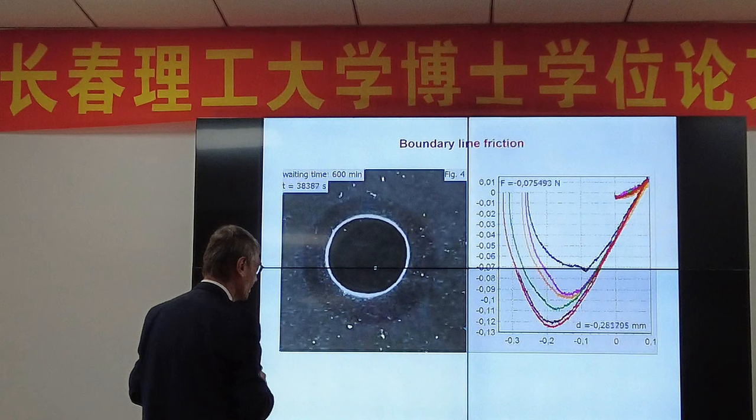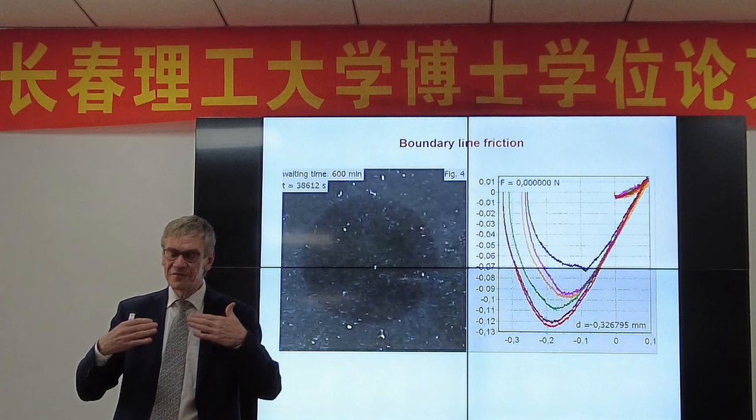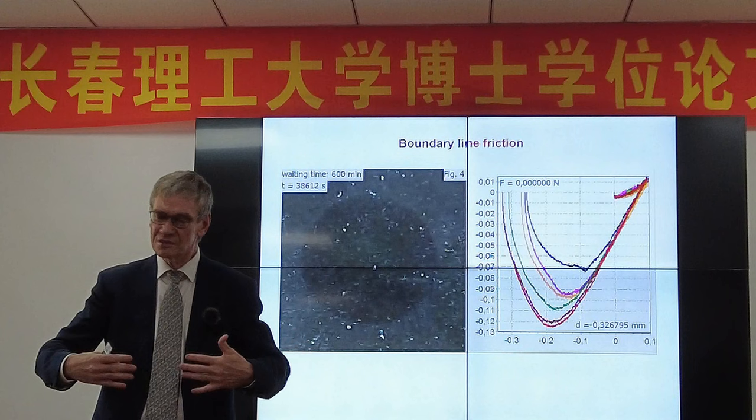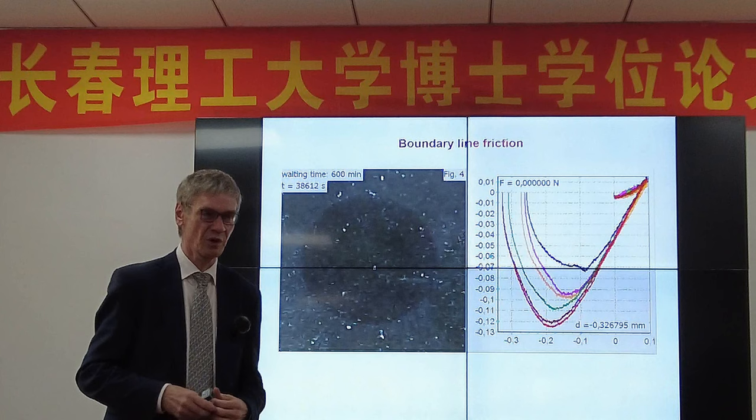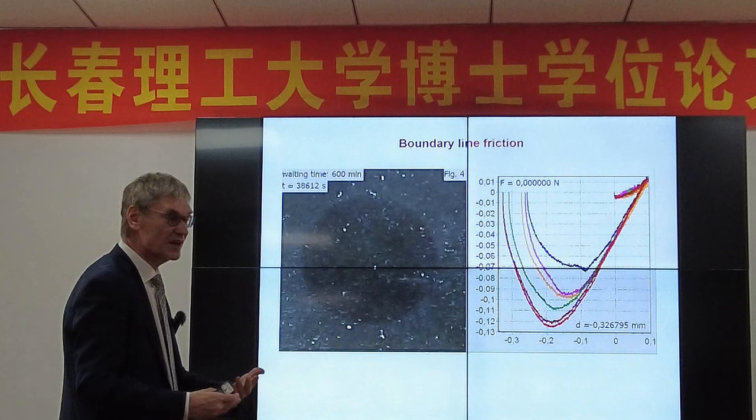And this can be characterized by the friction of the boundary line. Just as every moving dissipative object has friction, it can be characterized by friction for the boundary line. There is a boundary of the adhesive contact, and when it is moving, it has friction.